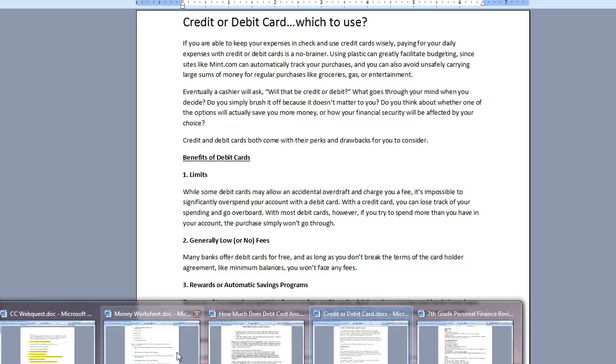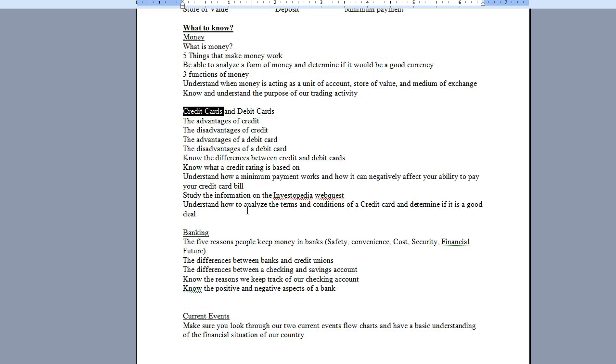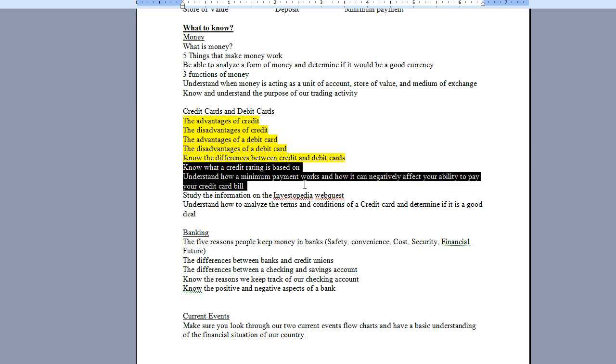Alright, let's go back to our study guide and let's look at what we've covered so far. Advantages and disadvantages of credit cards, we covered that. Advantages and disadvantages of debit cards, we've covered that. Differences between the two, obviously. Credit rating, what's it based on? That's in the web quest. Minimum payment, that's right in there. The investigative web quest, we talked about that.